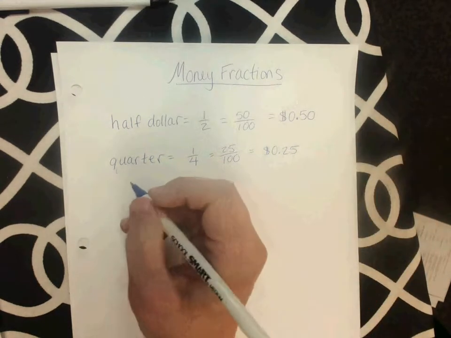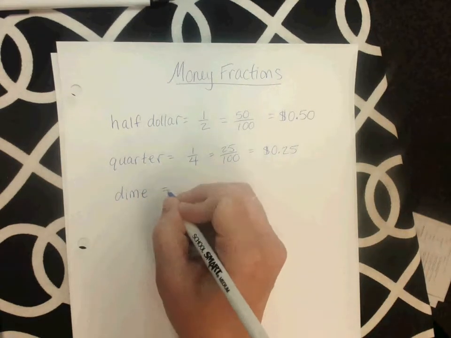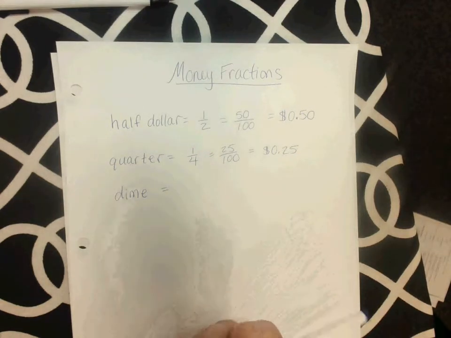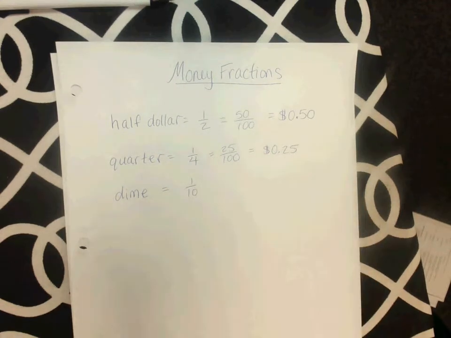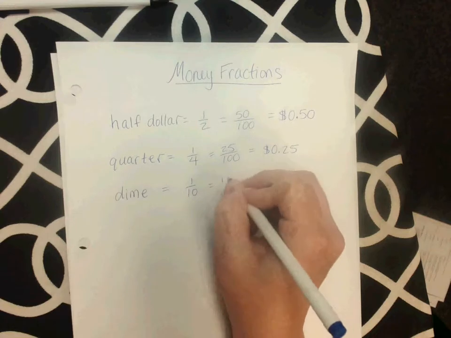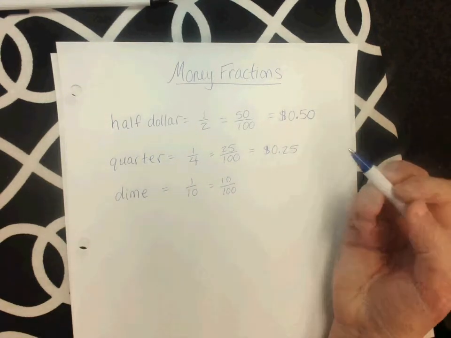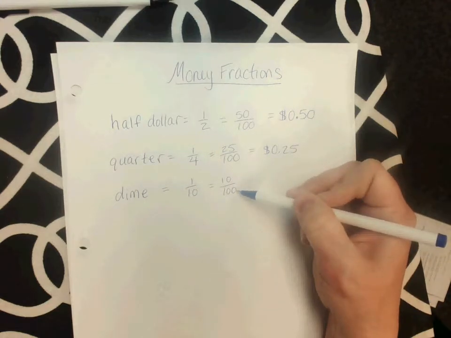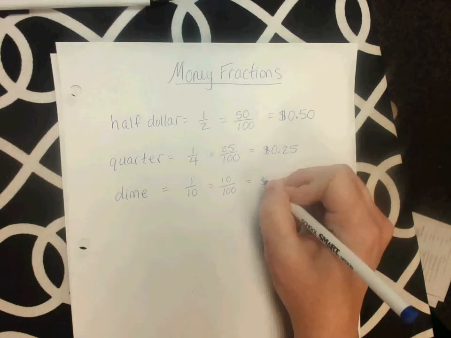Now let's move on to the dime. It would take 10 dimes to equal 1 whole dollar. So we can write the fraction 1/10. We can also write the fraction 10 100ths, because the value of 1 dime is 10 cents out of the whole 100 cents. And here's how we would write the decimal showing 1/10.